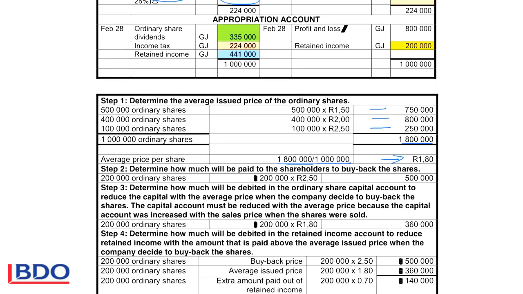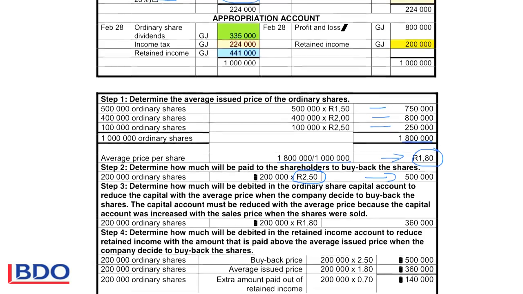Now you have to determine how much you will pay back to the shareholders. They said we're going to buy back 200,000 shares at R2.50, so the amount that you're going to pay back will be 500,000 rand. Now, if you look at the average price, it is R1.80. The amount that you will pay back to them will be R2.50. So you are paying more than the average price. That means some of the money will be taken out of the retained income.